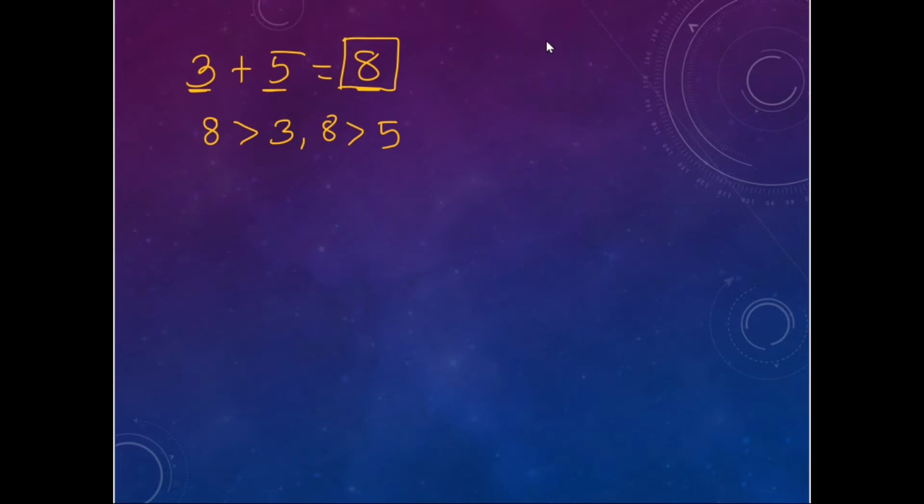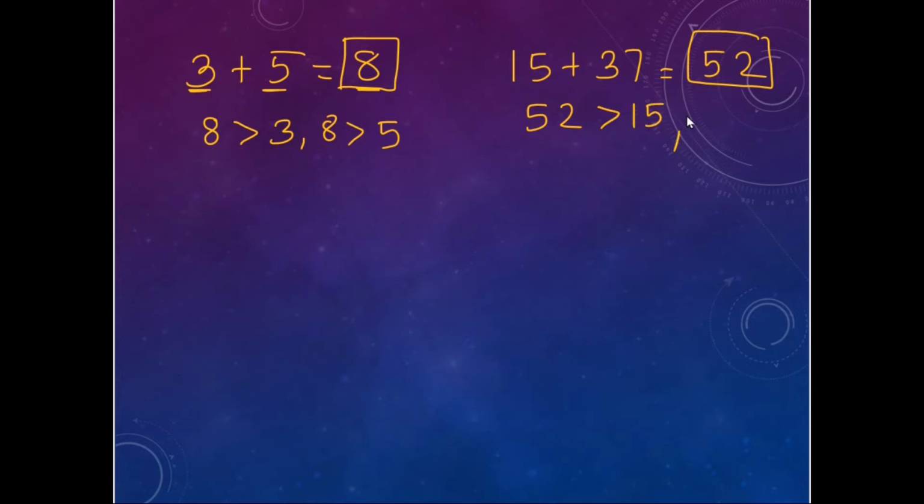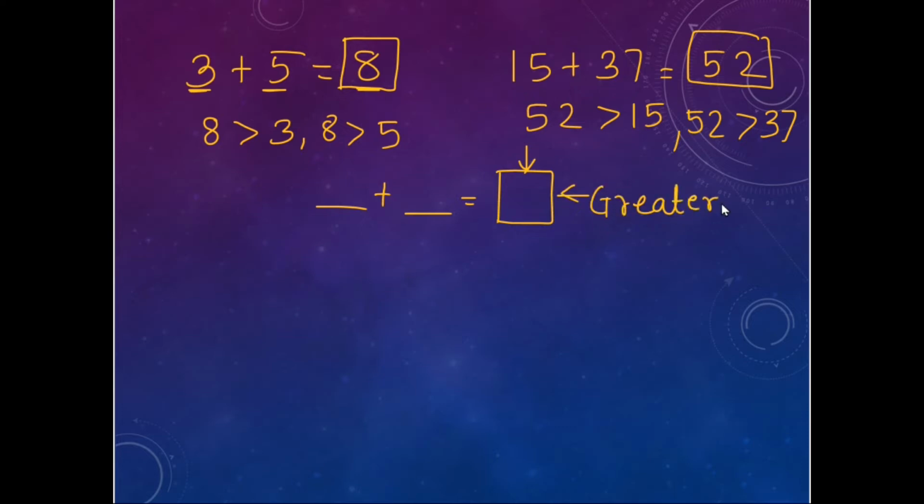If you take any two-digit numbers, let's take for example, I am adding 15 with 37. So here I am going to get an answer 52, which is again greater than the two numbers which I am adding, that is 15 as well as 37. So with this, we come to a conclusion that whenever you add any two numbers, the answer you get, the sum, is always the greater number. Okay.